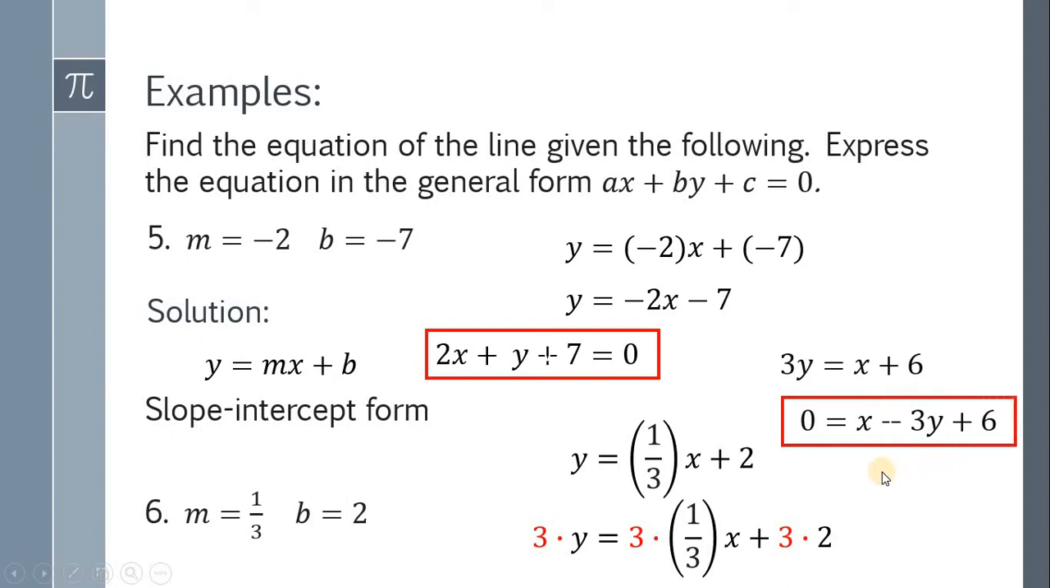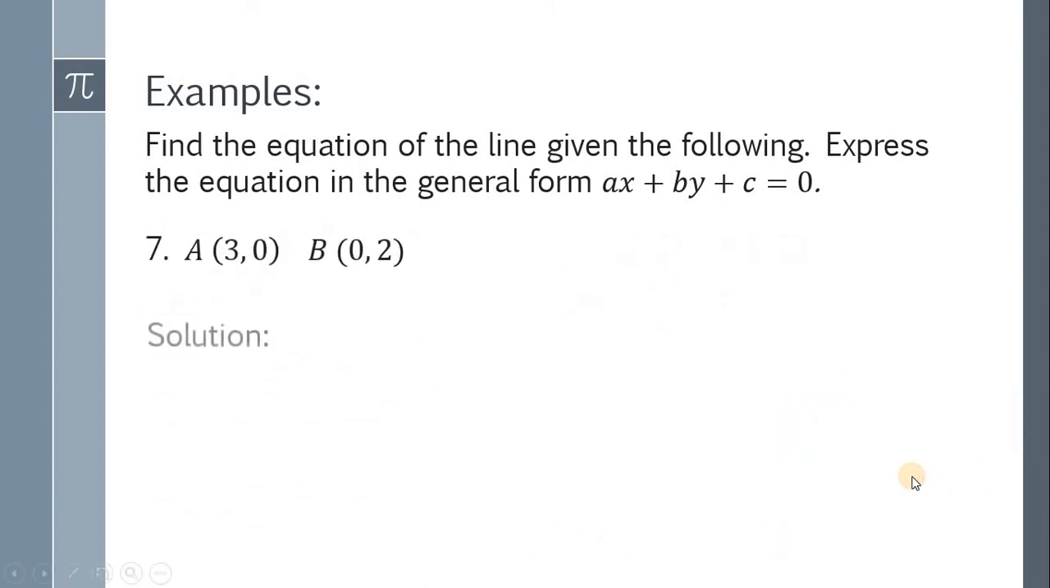Now, itatanong, sir, pwede bang yung 0 ay nasa kaliwa? Pwede naman. Same lang yan as x minus 3y plus 6 is equals to 0. Same lang yan. Okay? Now, let's have example number 7. We have 3, 0 and 0, 2.